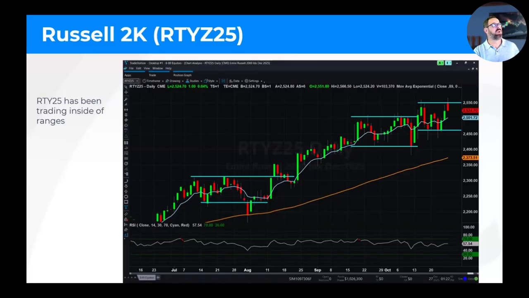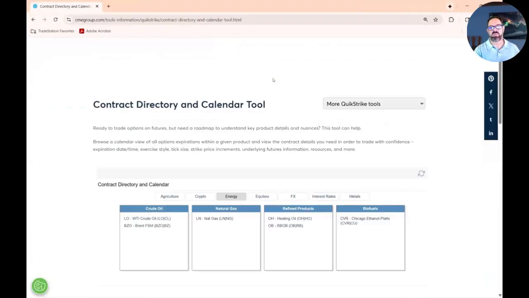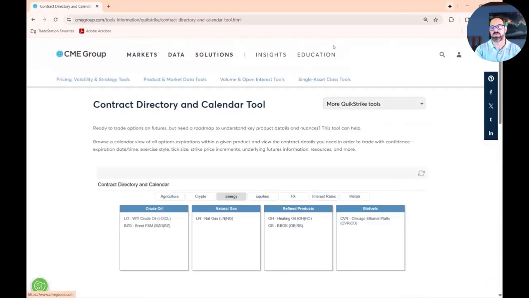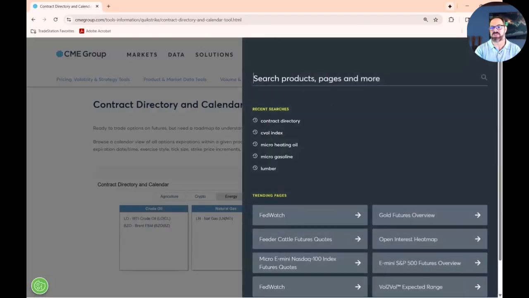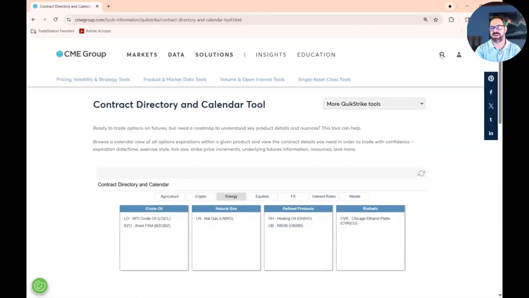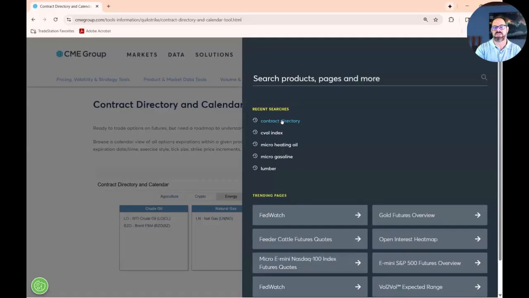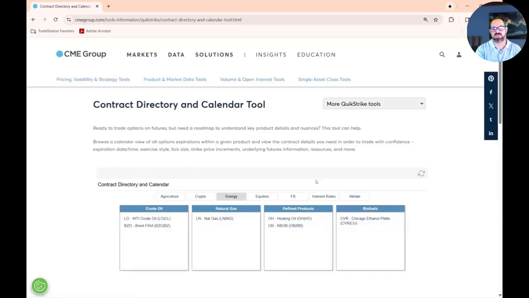And by the way, if you're not sure whether an option is American style or European style, there's this really cool tool in CME Group you can go to. You just do a search. If you don't bookmark it, do a search on the homepage of the CME. You'll see the magnifying glass and type in contract directory. And that'll take you to this page, contract directory and calendar tool.